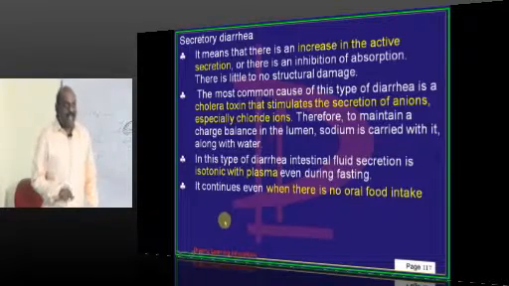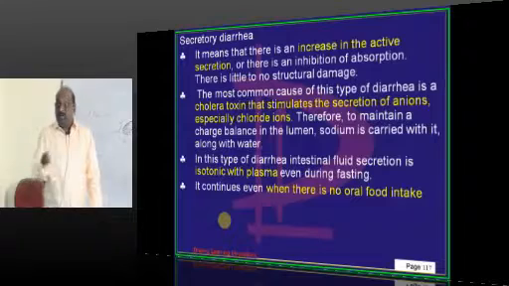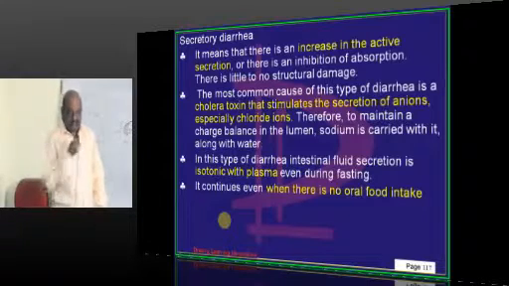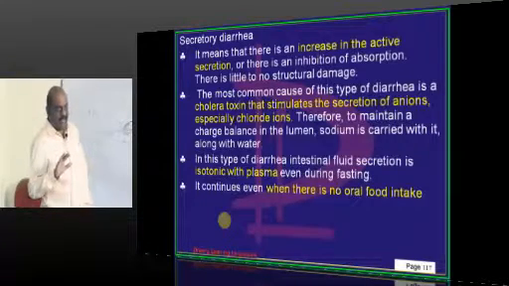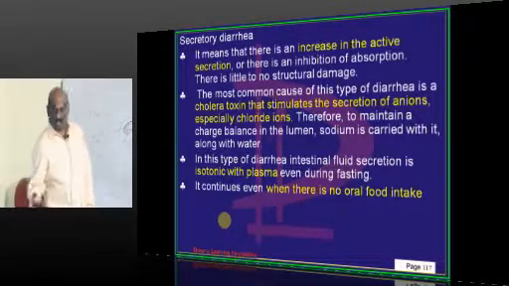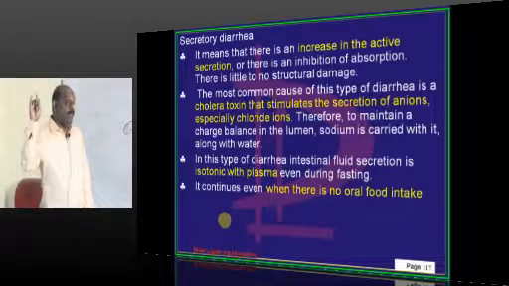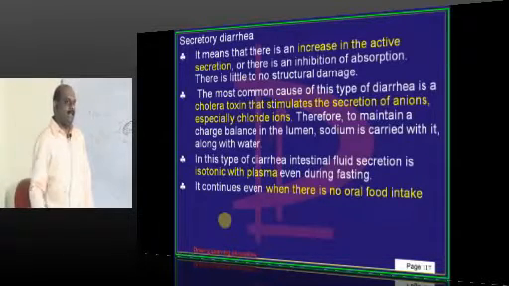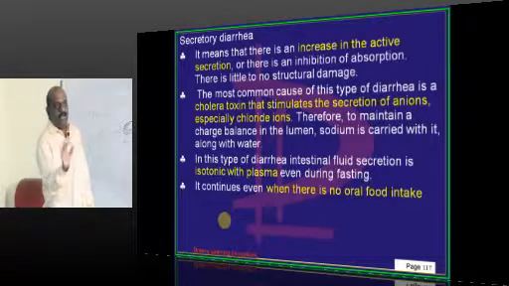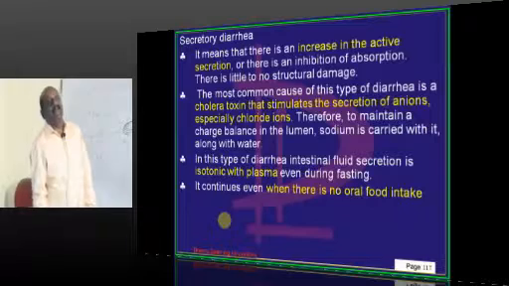Whereas osmotic diarrhea, exudative diarrhea or any other type of diarrheas may stop if the food intake is decreased. In osmotic diarrhea, obviously food is the main source of osmosis, so that will stop the diarrhea. But if stopping food doesn't stop the diarrhea, then you call it secretory diarrhea.